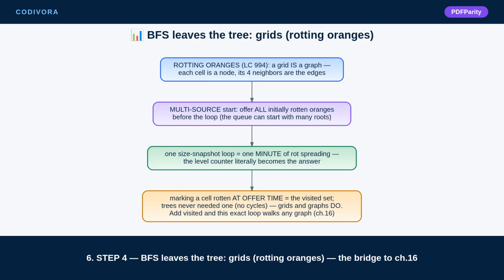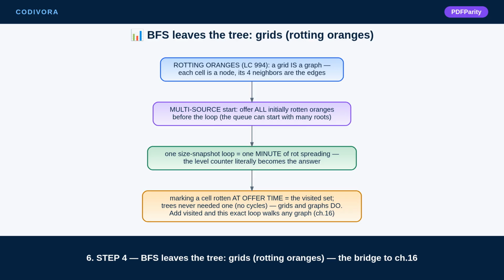Rotting oranges, LC 994. A grid is a graph. Each cell is a node. Its 4 neighbors are the edges. Next, multi-source start. Offer all initially rotten oranges before the loop. The queue can start with many roots.